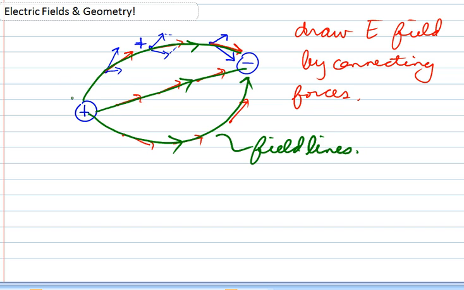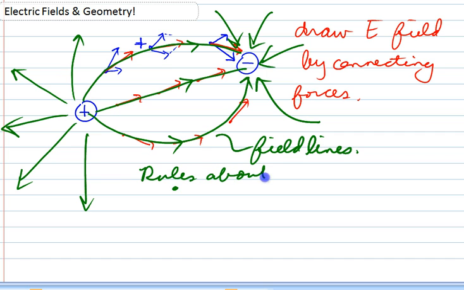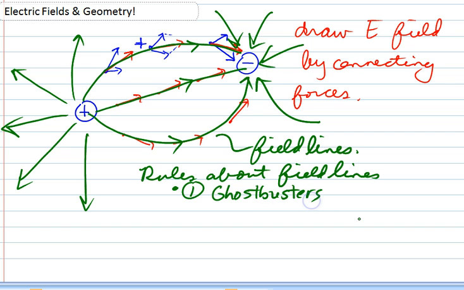Okay, so we can draw other field lines. There would be field lines going away from this positive, and there would be other field lines coming into this negative, and we have a couple of basic rules about field lines. So, rules about field lines. Number one is called the Ghostbusters Rule. In Ghostbusters, the most important thing was don't cross the streams. And with the field lines, they can't cross.